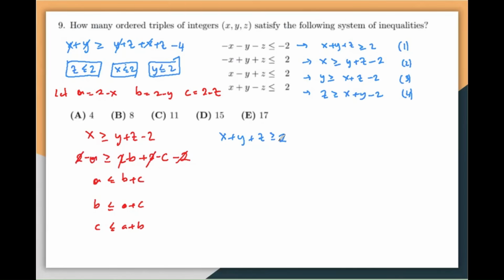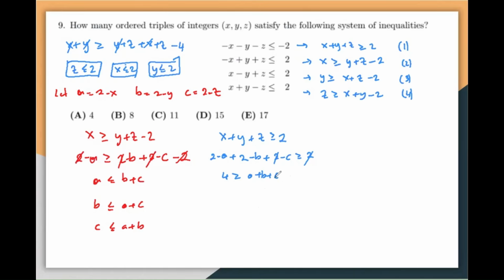Okay, and I do know x was 2 minus a, so I can plug that into this equation, and then y would be 2 minus b, and then z is 2 minus c, larger than or equal to 2. So one of these 2's will cancel, so you got 4 is larger than or equal to a plus b plus c. Okay, this is promising because we now know the sum of these is at most 4, and a, b, c are non-negative, so we can use stars and bars to get our solution.